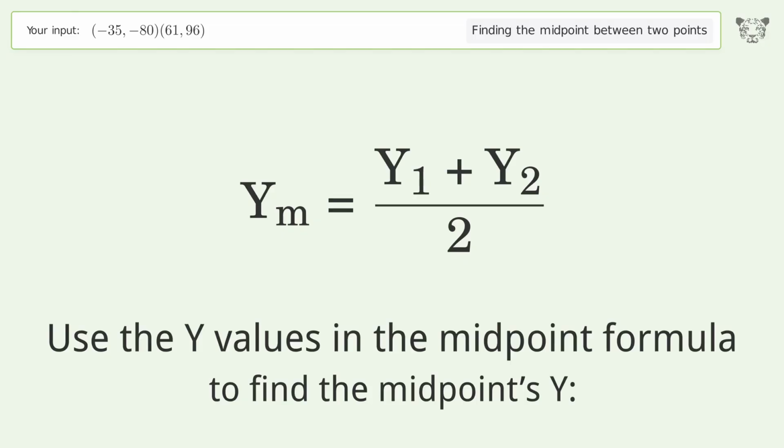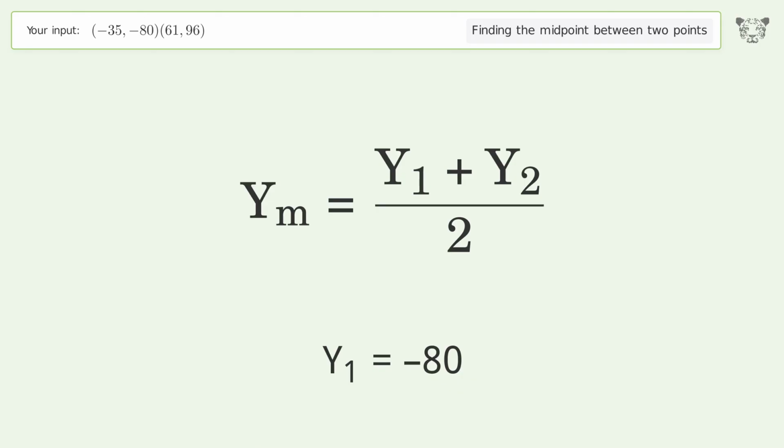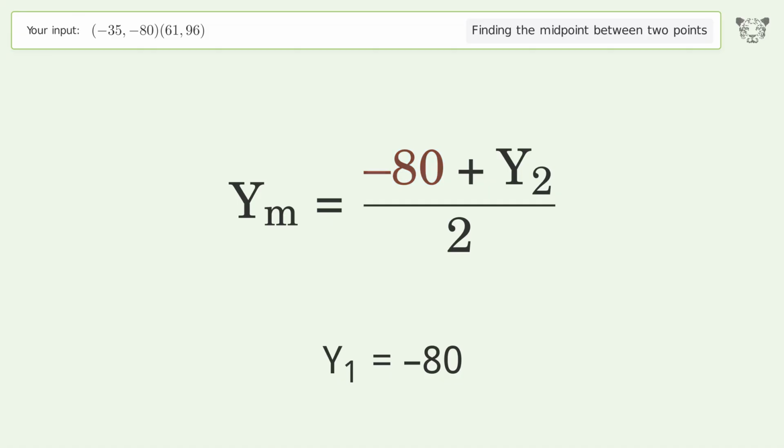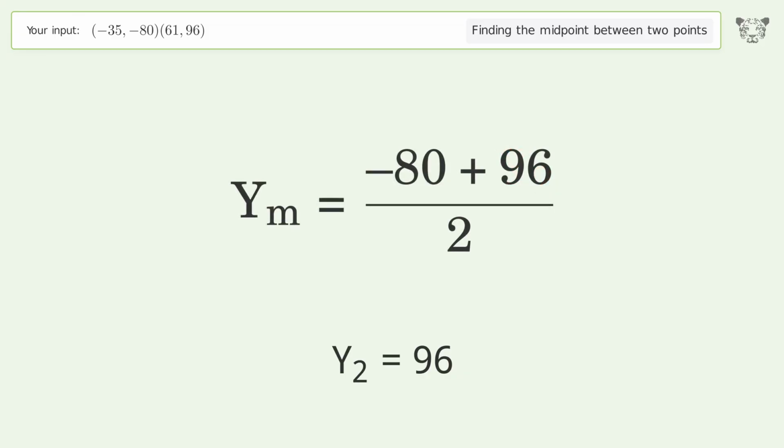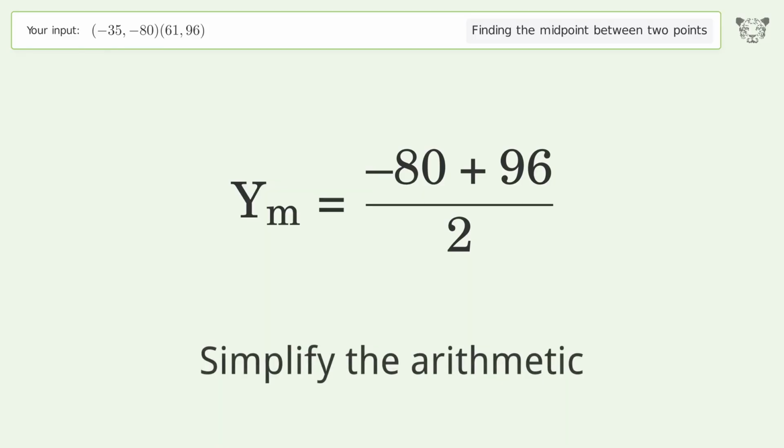Use the y values in the midpoint formula to find the midpoints y. y1 equals -80. y2 equals 96. Simplify the arithmetic.